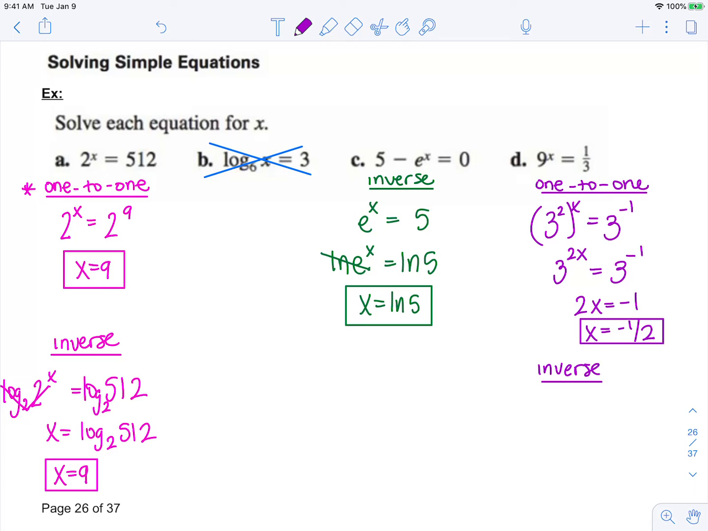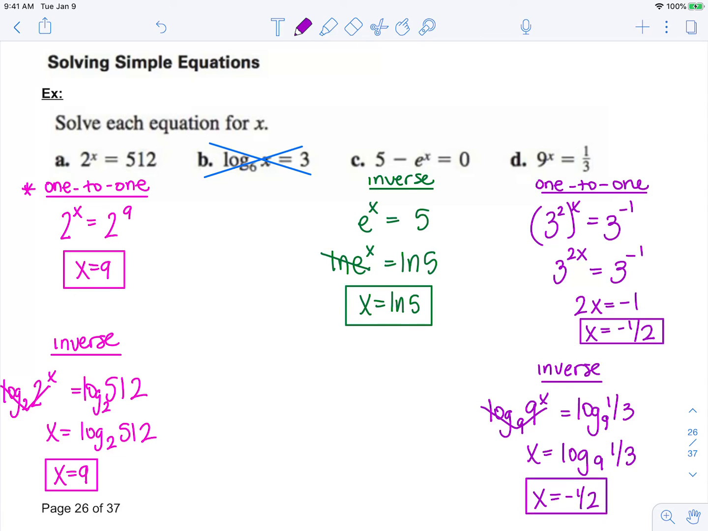So now if I'm doing inverse properties, if I have 9 to the x equals 1/3, I can take log base 9 of both sides. And this log base 9 of 9 will cancel. And I'll have x equals log base 9 of 1/3. So 9 to what power equals 1/3? Well, I know the square root of 9 is 3. But since it's 1/3, that makes x equal to negative 1/2 to put it in that denominator.